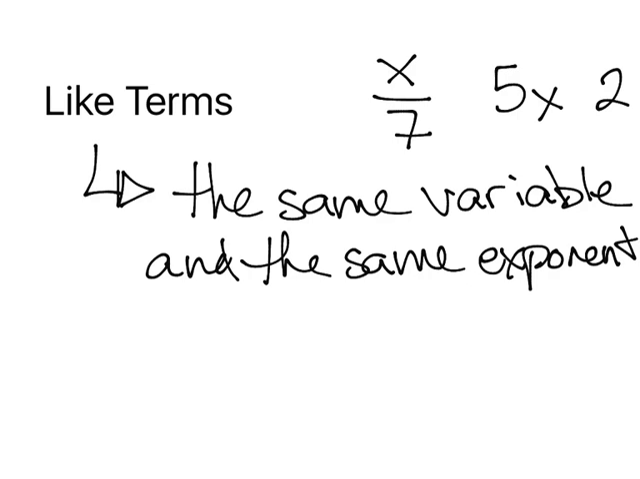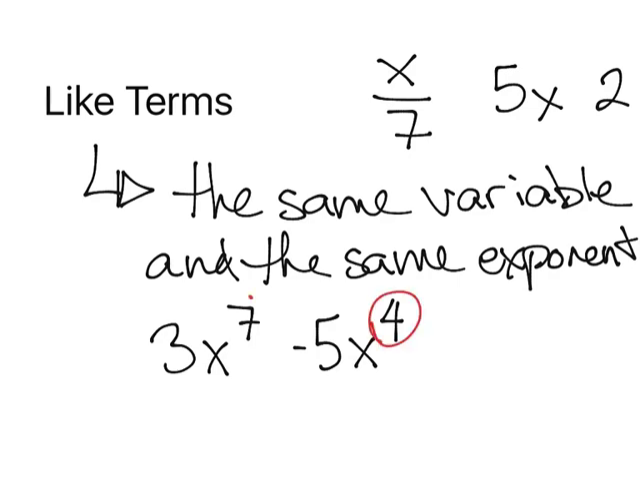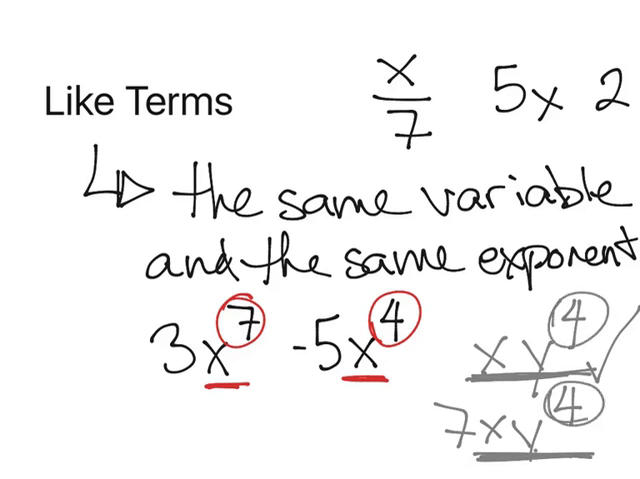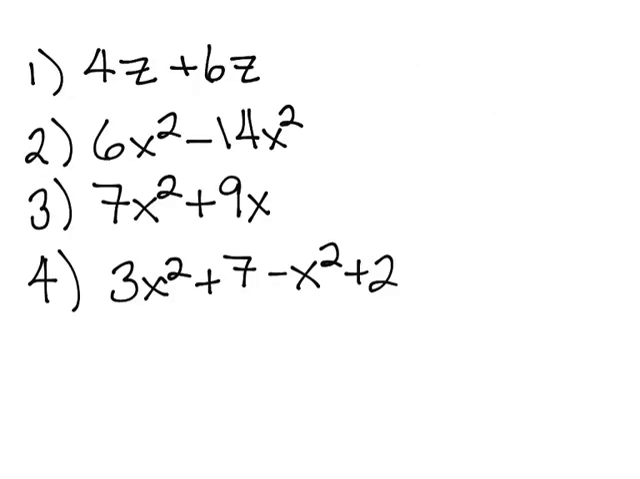If we had 3x to the 7th and a negative 5x to the 4th, they are not like terms because one has a 4 and one has a 7 as the exponent. The x's are the same, but the exponents are not the same. If we had xy to the 4th and 7xy to the 4th, those are like terms. Ding, ding, ding, we have a winner. Both of them have an x and a y, and the y's both have a 4 as an exponent. So they are like terms, which means we can combine them together.